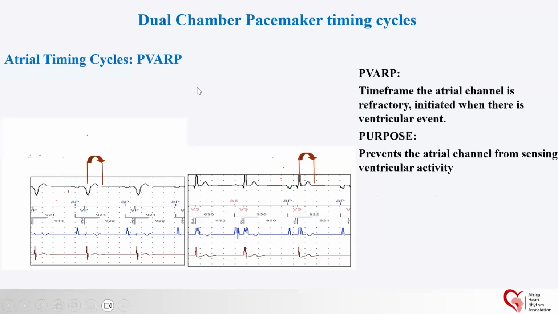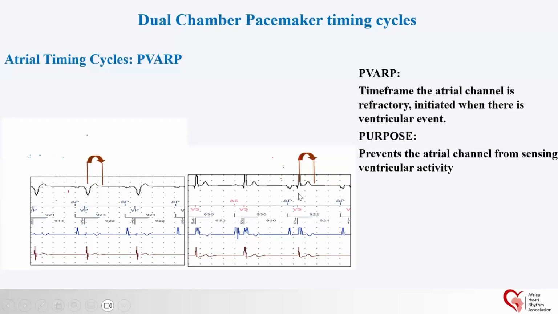Donc, on a, we have the second cycle, which is the PVAR. Why we have this PVAR: it is a refractory period in the atrial channel, initiated by a ventricular event. So when we have a paced ventricle event or a sensed ventricle event, that will initiate a PVAR, a refractory period in the atrial channel.